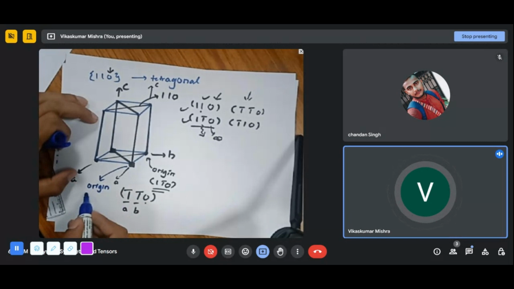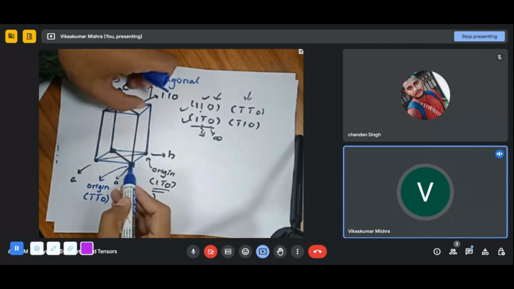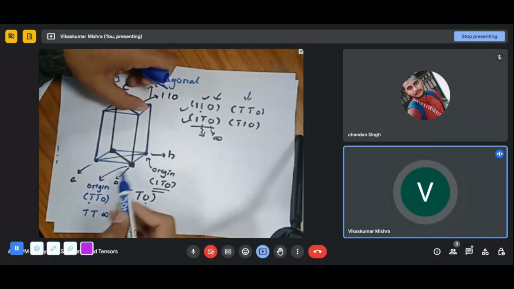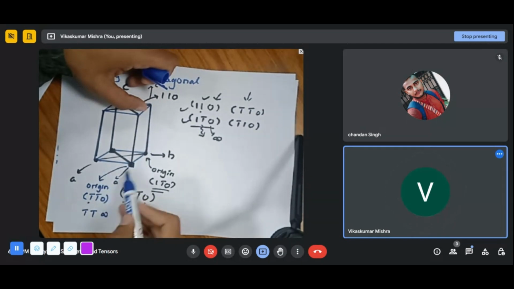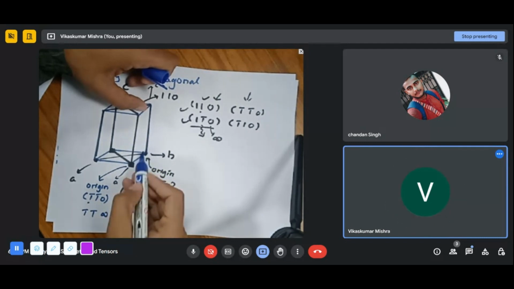We are selecting this for the case of 1 bar 1 bar 0. Considering this particular point to be the origin, we have to mark 1 bar. If I take the reciprocal of it, I will get 1 bar and infinity. So it is cutting the A axis at minus 1, and I have to go in the negative direction of A. This is the A direction, so I will go in the negative of this. This is the point I will get.